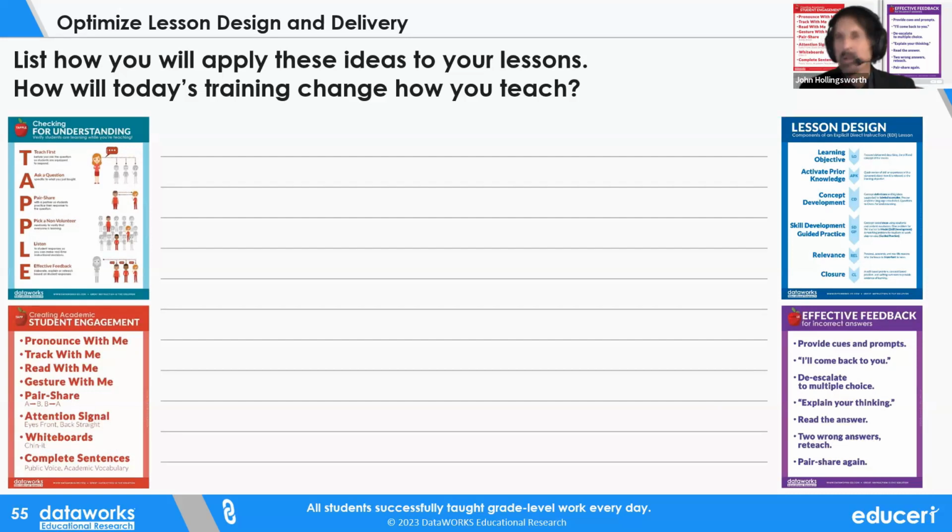So I think we're ready to go. I'll just read our motto at the bottom. All students successfully taught grade level work every day. That's what we're trying to do. We're trying to get that 80 to 100% day after day after day.